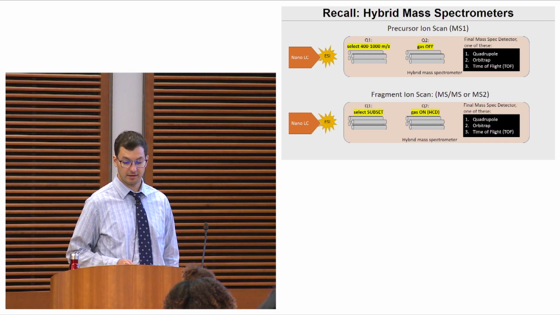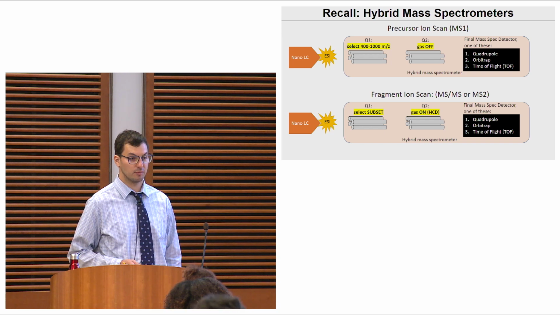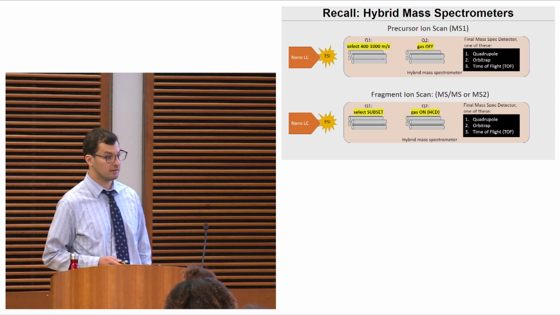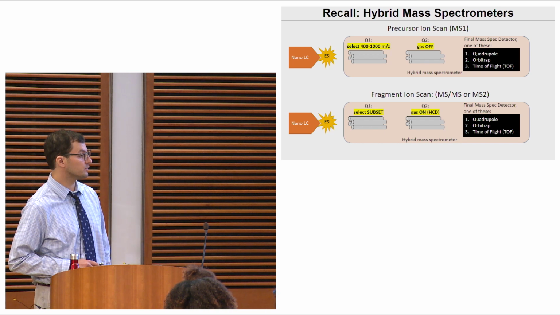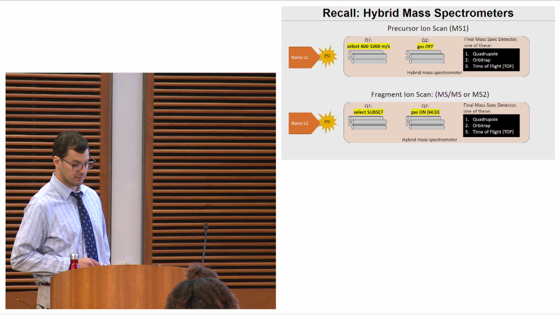The second type of scan that you'll use is called a fragment ion scan. This is often referred to as tandem MS, MSMS, or MS2 scan. And in this scan, we set the Q1 to select a subset of the mass range. And we use Q2 to collide our peptide with an inert gas and produce fragmentation before we detect those fragments in the last mass spec stage.